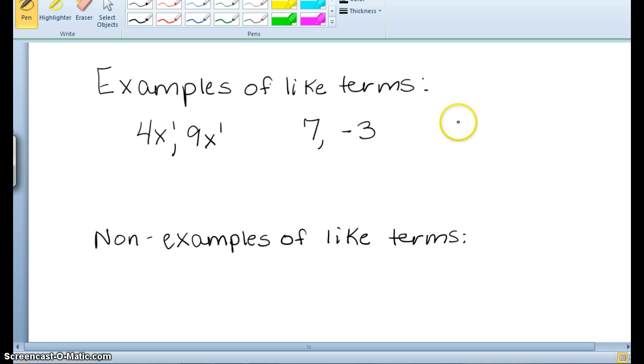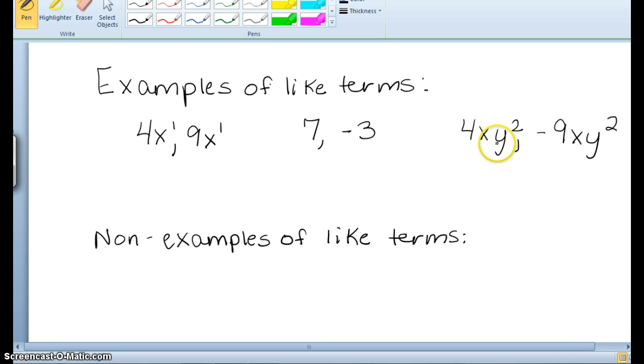Let's look at another set. 4xy squared and -9xy squared. Remember, the sign of this 4 is positive, the sign of the 9 is negative. The signs don't make any difference at all when deciding whether terms are like terms. What matters is do they have the exact same variables with the exact same exponents.